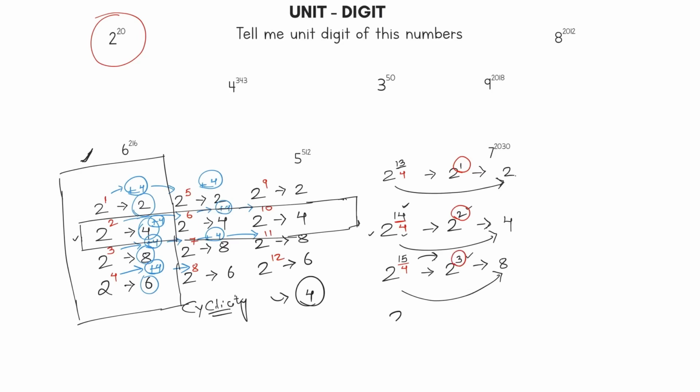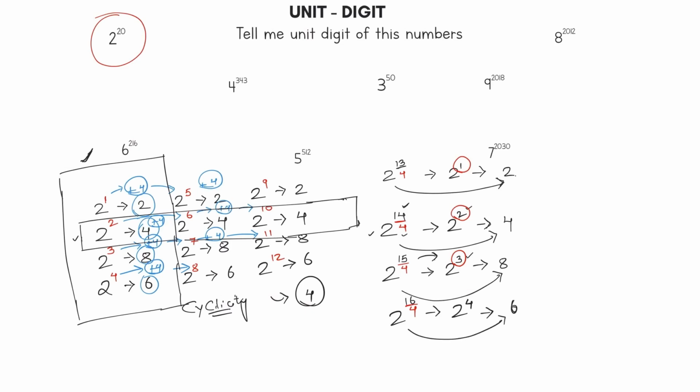What if it is 2 raised to 16 and I am being asked what is the unit digit of this? Divide 16 by 4. What is the remainder? The remainder comes out to be 0, which means this is similar to 2 raised to 4. 2 raised to 4 ends in a 6. So this will also end in a 6.